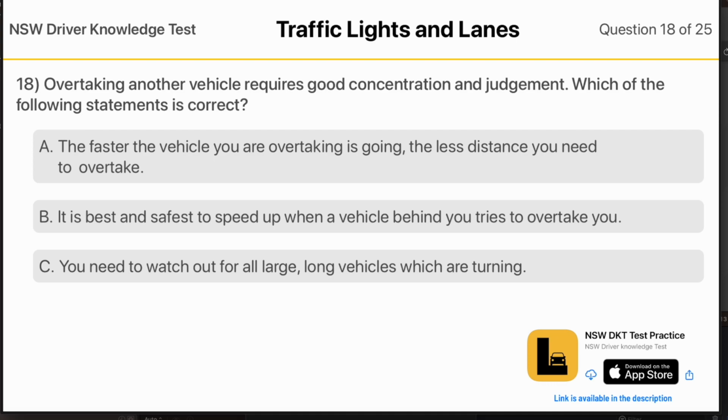Overtaking another vehicle requires good concentration and judgment. Which of the following statements is correct? The faster the vehicle you are overtaking is going, the less distance you need to overtake. It is best and safest to speed up when a vehicle behind you tries to overtake you. You need to watch out for all large-long vehicles which are turning.